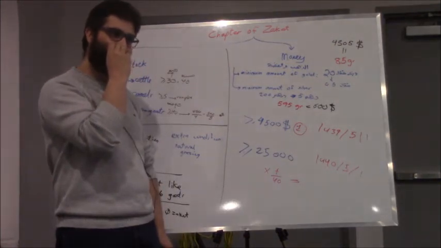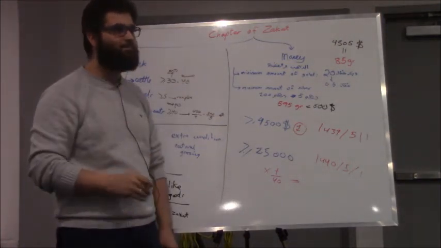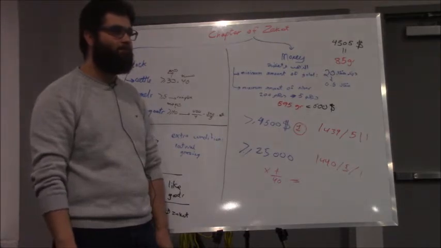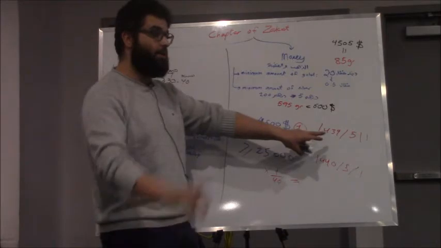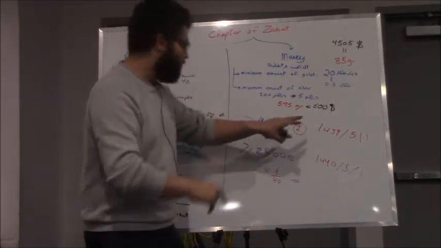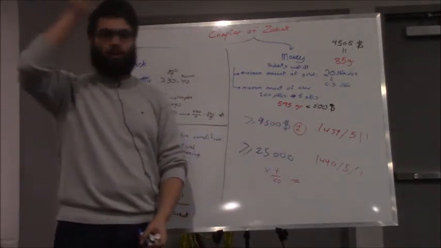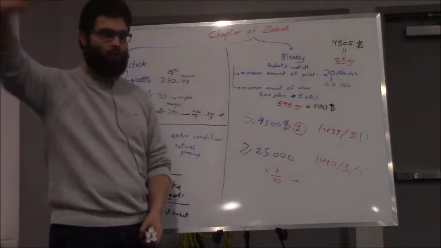About reaching the nisab. Let's say that in the first Jumada you reached the nisab, but the next month he went below. No, it doesn't matter. Then you went up. The day you reach the nisab, you put the day down. That's it. Now you count a whole year.